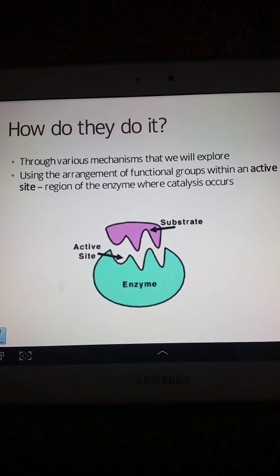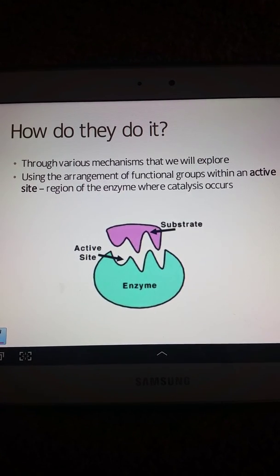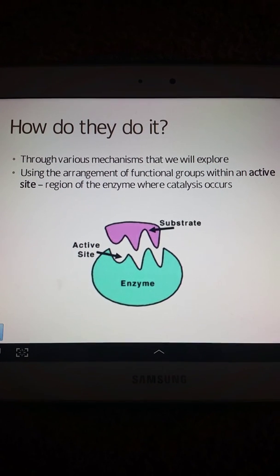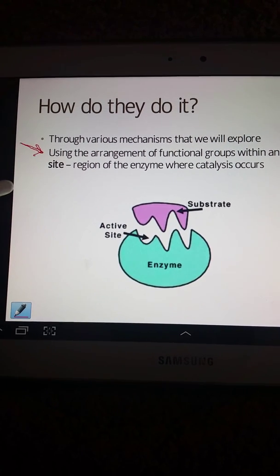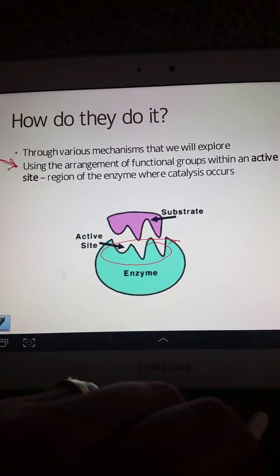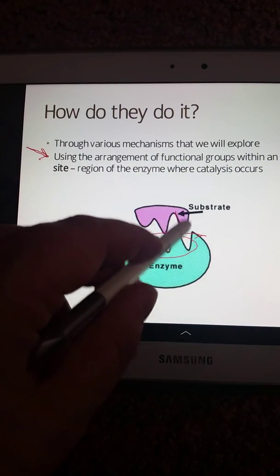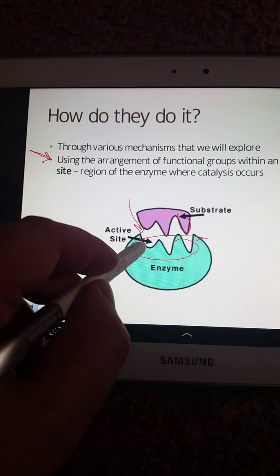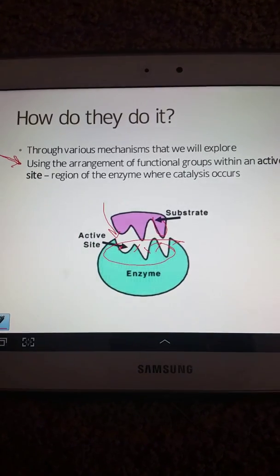So how do enzymes do that? Well, there are various mechanisms that we'll explore later of how enzymes can catalyze reactions. But basic to all enzymes, they utilize an arrangement of functional groups within an active site, which is the region where the enzyme catalysis occurs. As you can see here, our substrate binds to the active site of our enzyme, and in this active site will be functional groups off amino acids that can help spur this reaction and help bring down that energy of activation barrier.